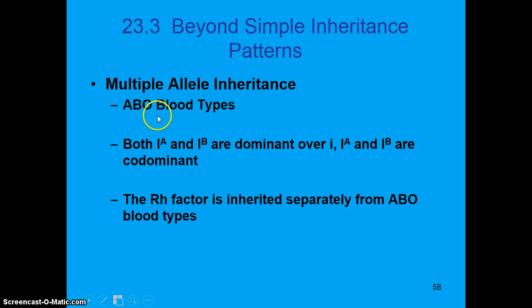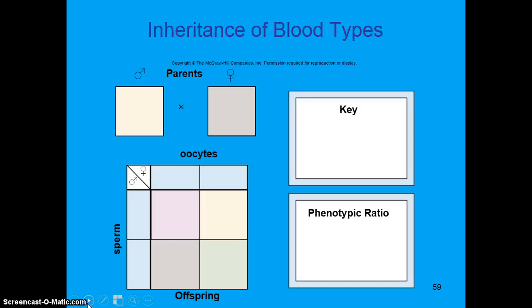So just to keep this in mind again, it's ABO blood types. A and B are dominant over I, which is O, type O. This is the I gene, it's type O. A and B are codominant, so we see them together, not blended, but we see them at the same time. The Rh factor is inherited separately from the ABO blood group.